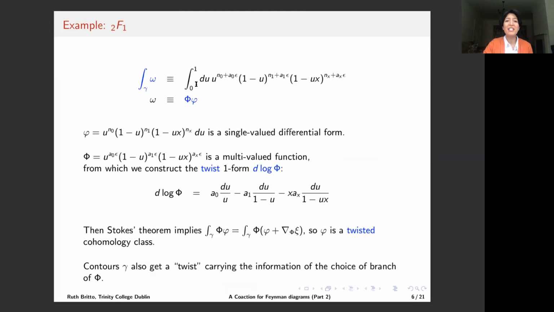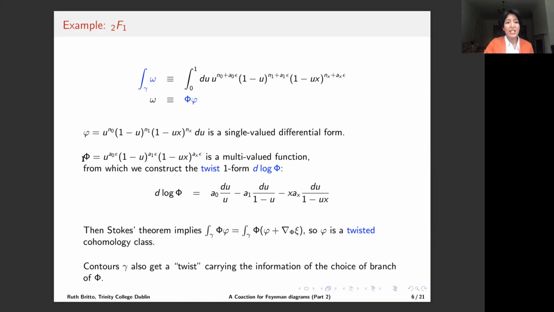Okay, so here again is that integral, which pertains to the 2F1 hypergeometric function. Now we break this down a little bit further. Take the integrand, and we identify two parts of it, which we both call phi. There's capital Phi and small phi. Small phi is the single-valued differential form. So now we take the differential part, and we also take the factors raised to integer powers.